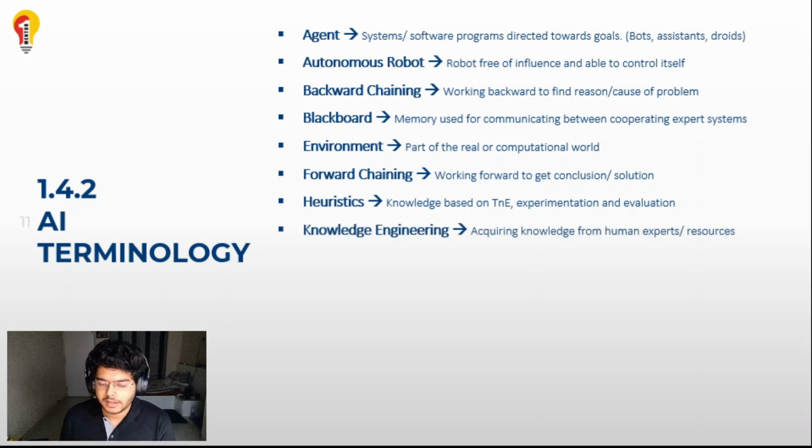The next is knowledge engineering. Knowledge engineering is nothing but acquiring knowledge from human experts or resources. For example, how do you think this Google Assistant has learned how to say words? Humans have trained the bot, right? It's us humans who have given it our information, and now it has learned more on it, which is knowledge engineering.